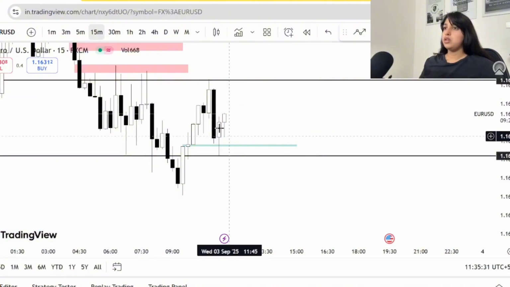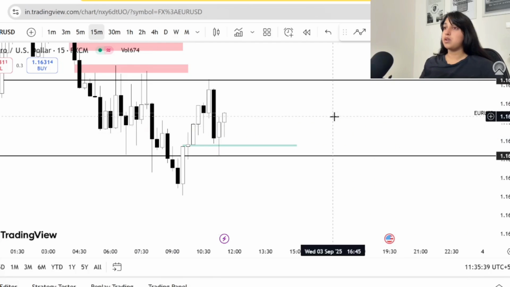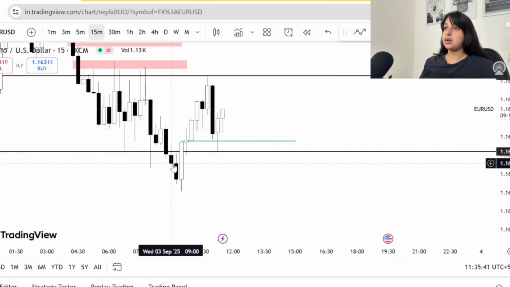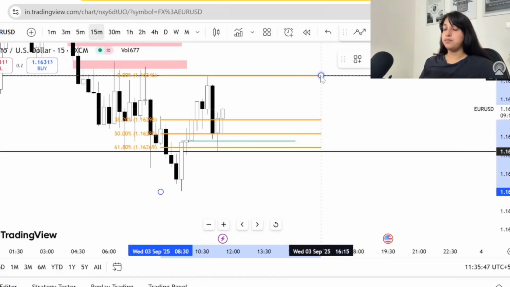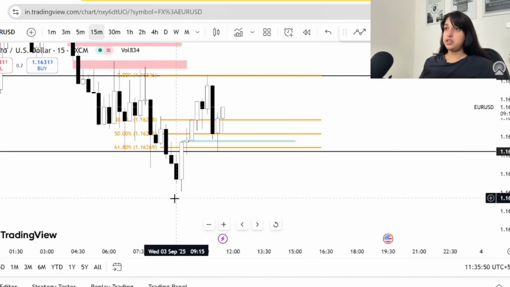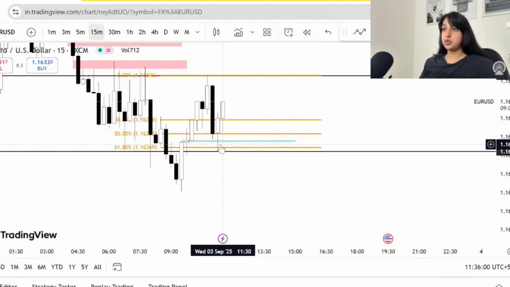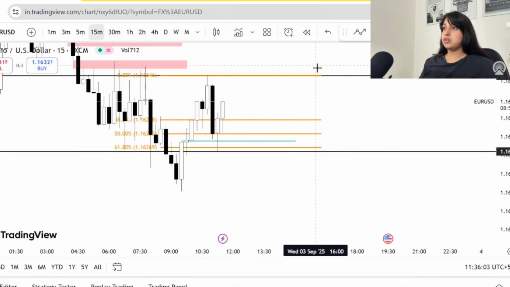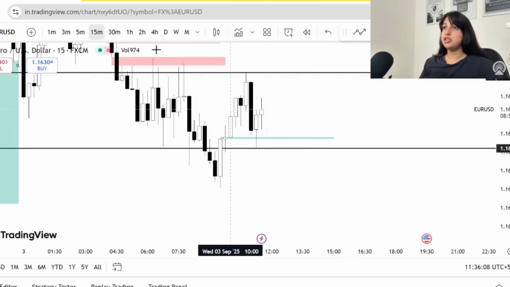The price came down, then it broke the previous lower high and gave us a displacement over here. Let's see, right over here. Okay, oh, perfect. So this was the range, and the price came down, retraced exactly from 61%, and it just made a reversal from here. So we can expect a little bullish.